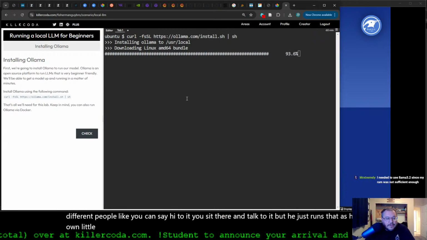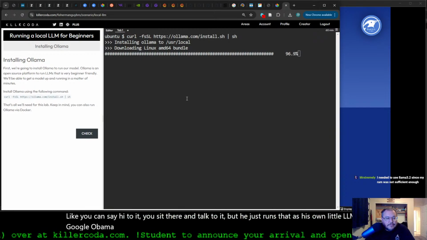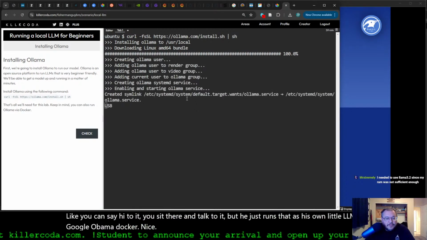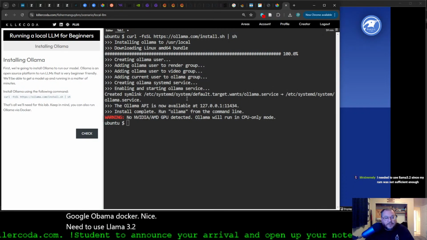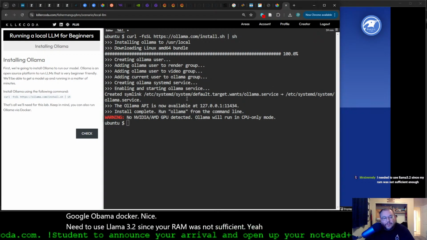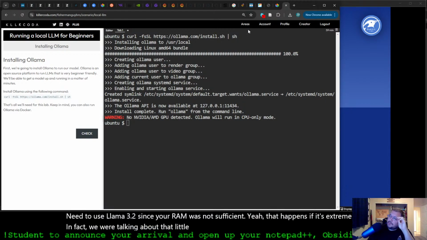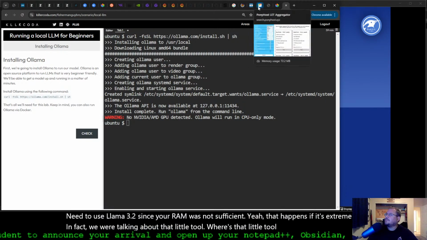Google Ollama Docker. Nice. You need to use Llama 3.2 since your RAM was not sufficient. Yeah, that happens. In fact, we were talking about that little tool. Where's that little tool? I think it's one of these over here.